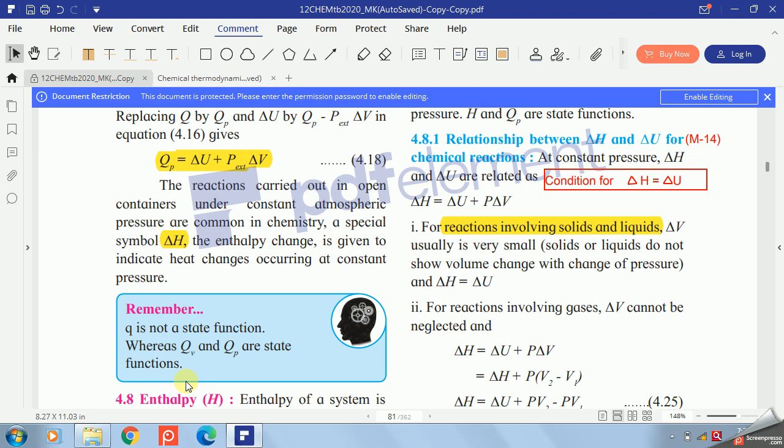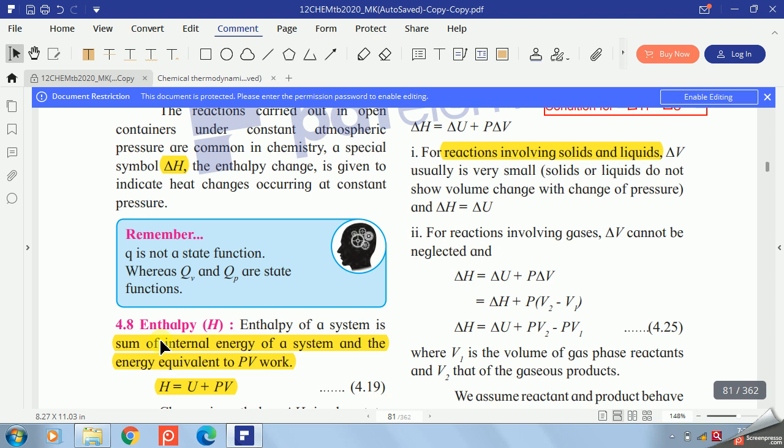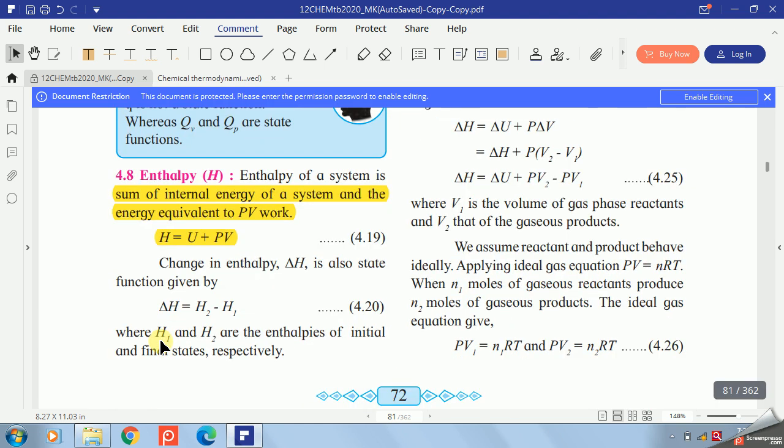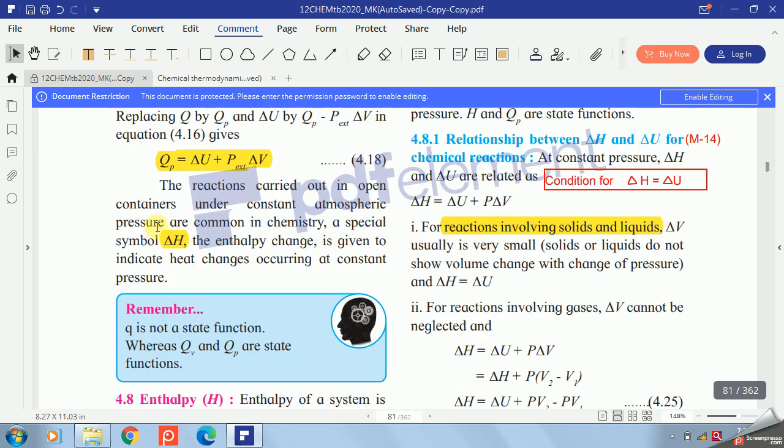So the question is, describe the first law of thermodynamics in terms of various processes. Now next is enthalpy. The enthalpy of a system is the sum of internal energy and the energy related to pressure-volume type of work. So here Q_P is equal to delta H, and Q_V is equal to delta U.